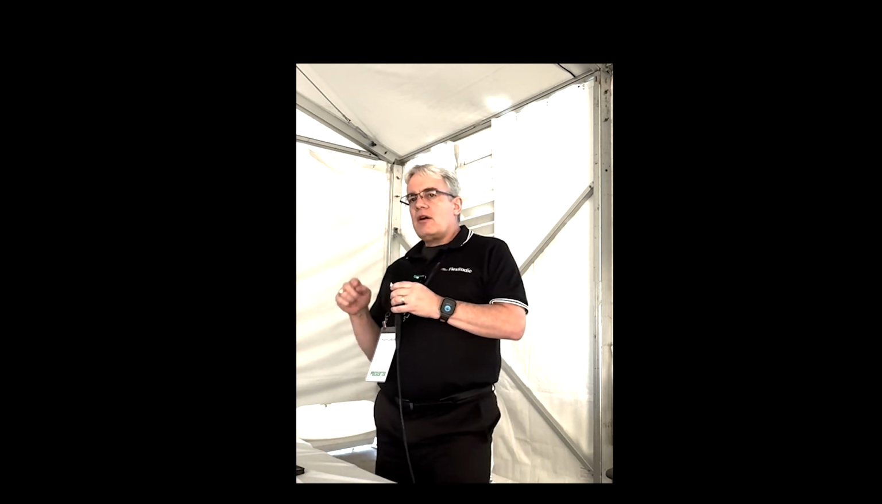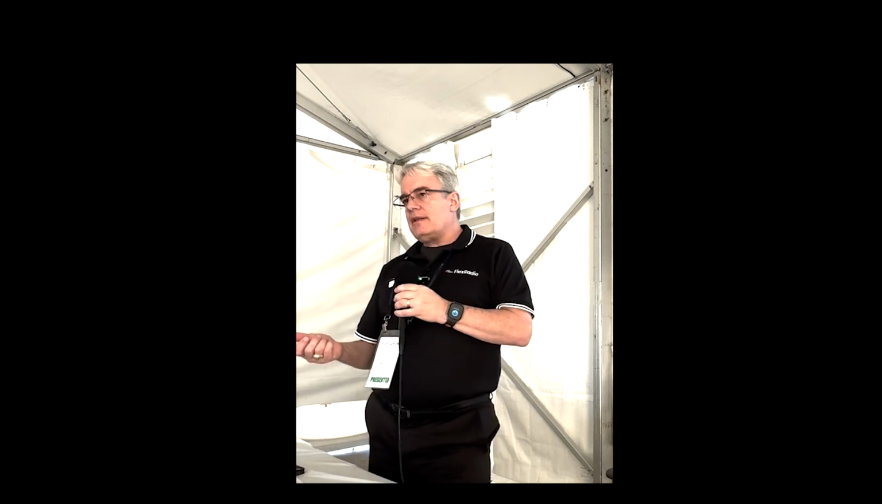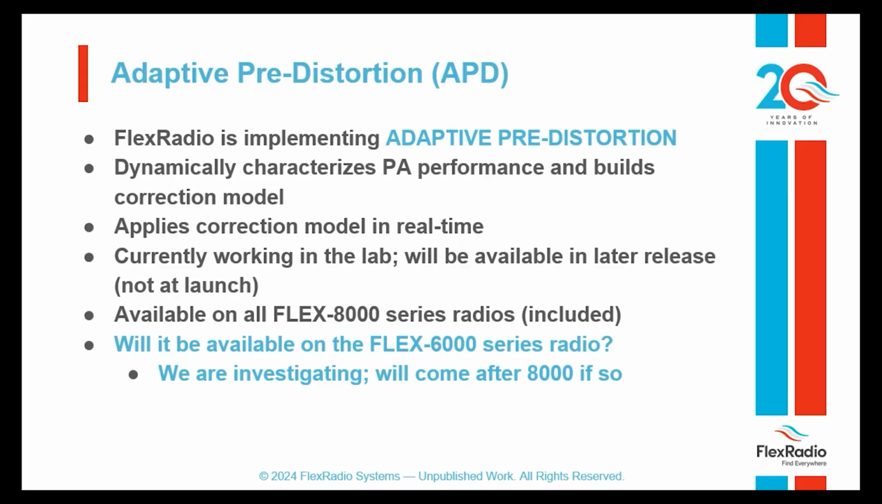So what we've implemented in our radio is adaptive predistortion. So it dynamically characterizes the PA performance and builds the correction model in real time, and then continually reapplies that correction model. So we have this working in the lab. I think we're going to release it in the next month or two, and it's actually an alpha test. We have a number of people that are testing it. It is today only going to be available on the Flex 8000 radios for a couple of reasons. One is we built a sampler into the radio to make this work better, and the other one is the CPU performance that it requires to continually calculate the adaptive matrix really requires the power that we have in the 8000.